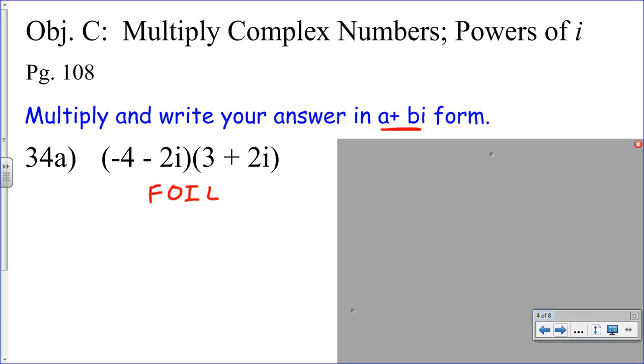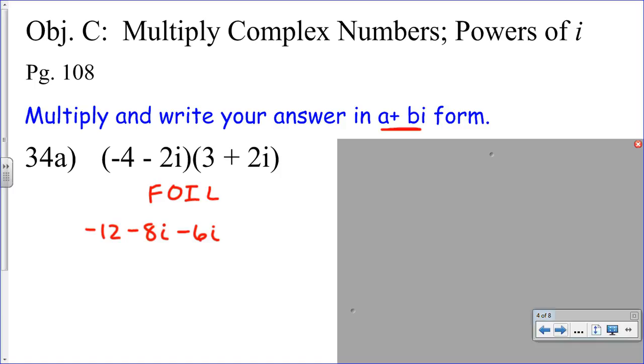So I have a negative 12. And then my outer, negative 4 times positive 2 is negative 8i. My inner, negative 2i times 3, is minus 6i. So you can multiply a real and an imaginary together, but you cannot add or subtract a real and imaginary together.